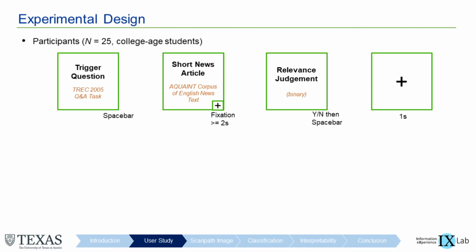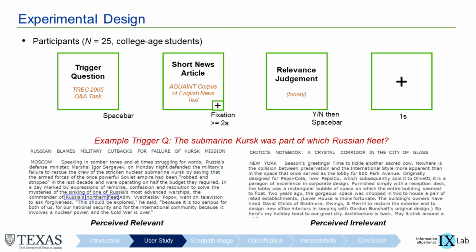Eye-tracking user study. We used data from an experiment with 25 participants who performed a binary relevance judgment task. They saw a trigger question and subsequently read a short news article. On the next screen, participants rated whether the news article contained the answer to the trigger question or not.